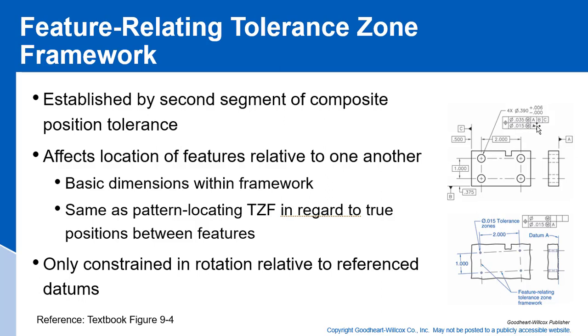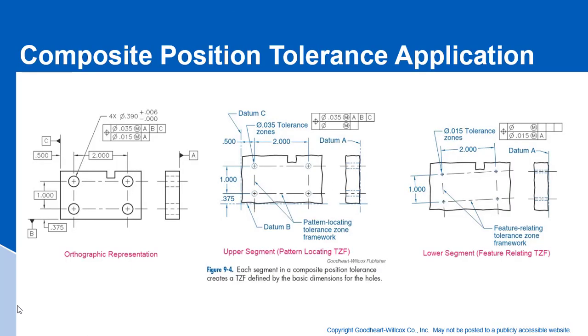And if you notice here, this is only constrained to datum A in the second feature control frame. So really what we're doing is we're controlling this pattern of holes once they're located with respect to one another. Let's take a bigger peek at this same example. Okay, so here would be our orthographic representation of our holes. We have this composite positional tolerance, 35 thousandths at MMC, true position, relative to datums A, B, and C.